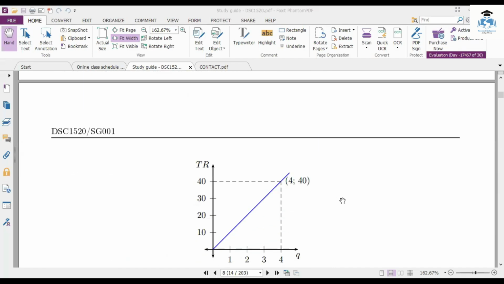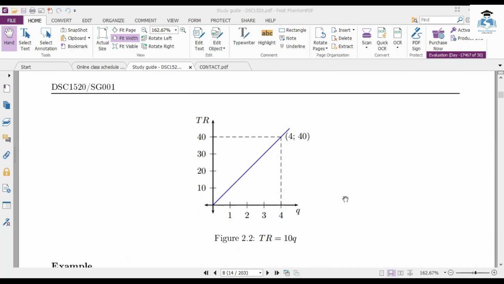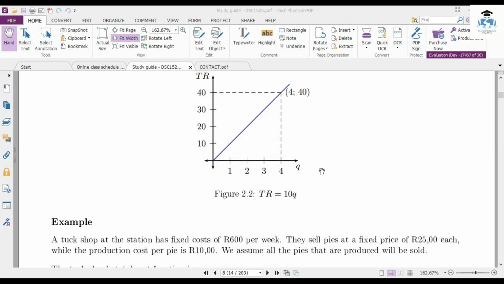Now, when you are asked to draw the graph for total revenue, normally you can see it starts from 0. Then as you keep on increasing your quantities, the total revenue will also increase significantly.